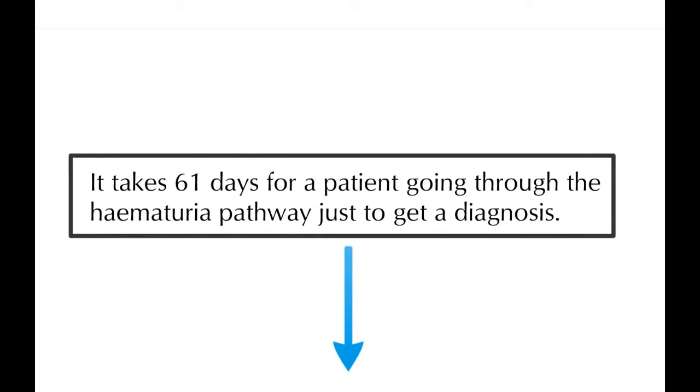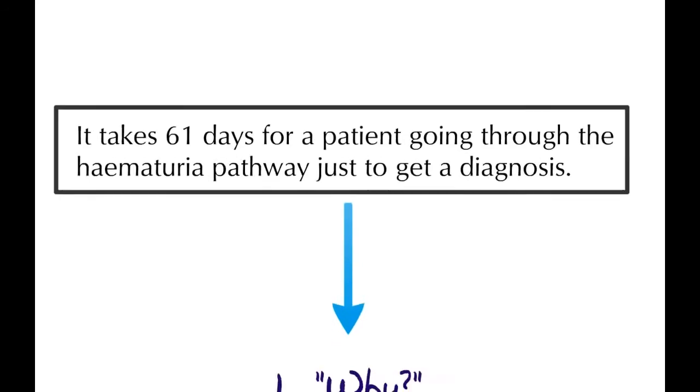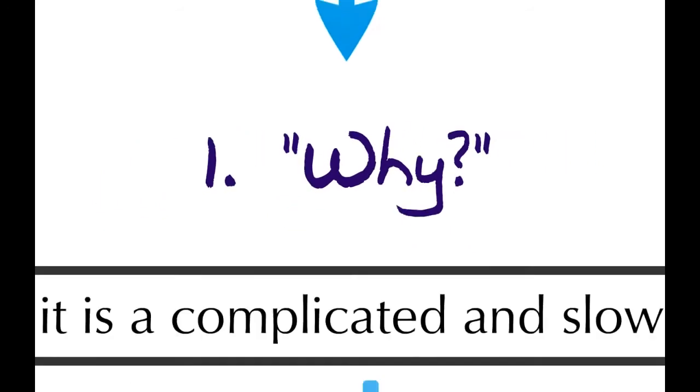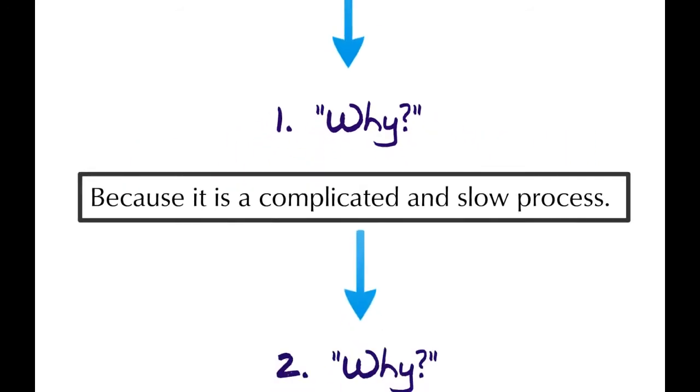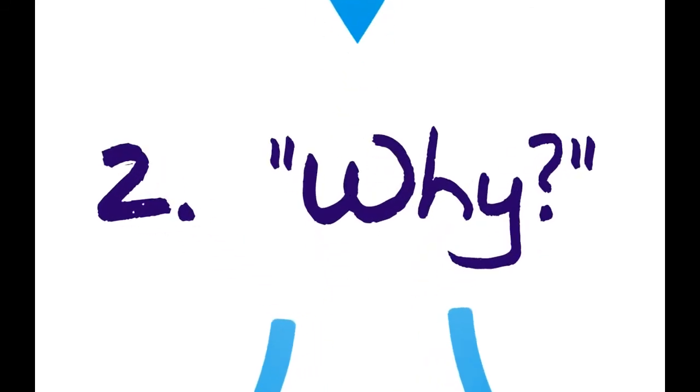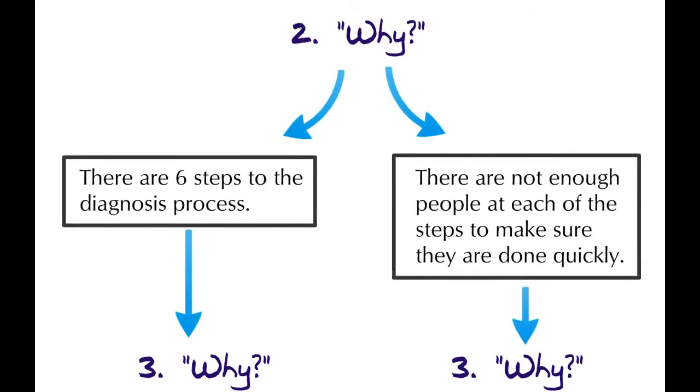Let's use the example that Harold and Angela are going through. It takes 61 days for a patient going through the hematuria pathway just to get a diagnosis. Why is that the case? Well, in this case, it's because it's a complicated and slow process. Why is it a complicated and slow process? Well, there's actually 2 reasons.